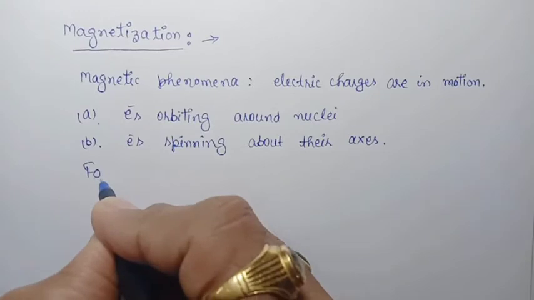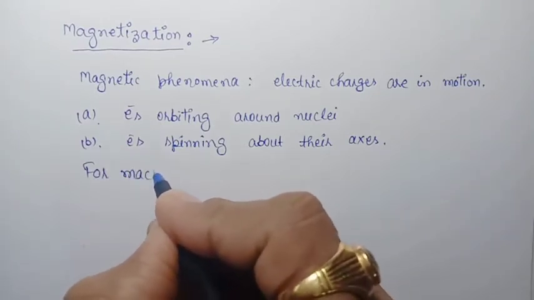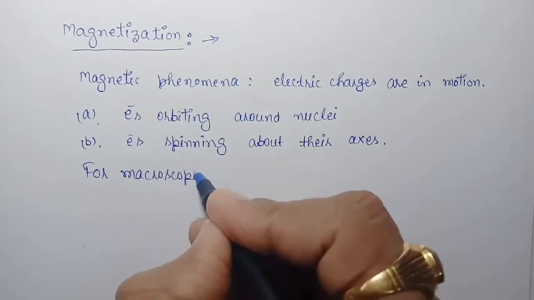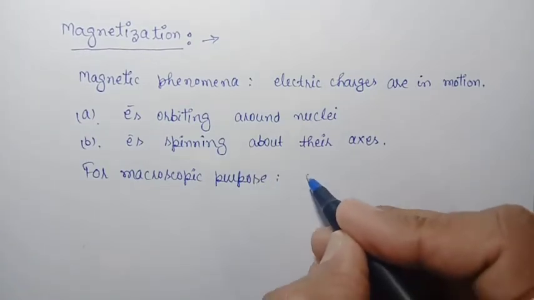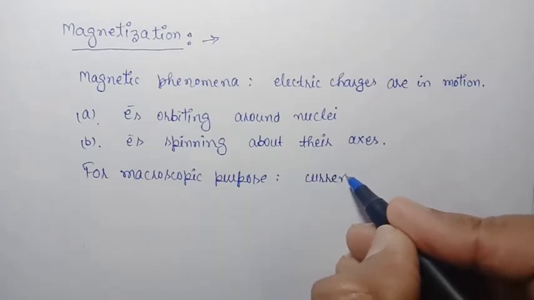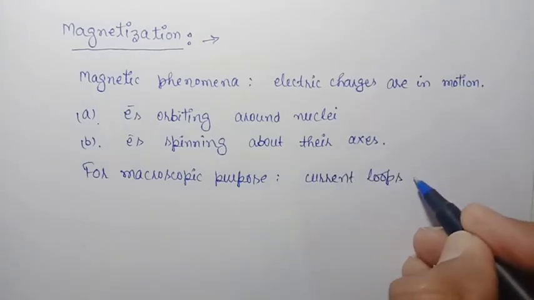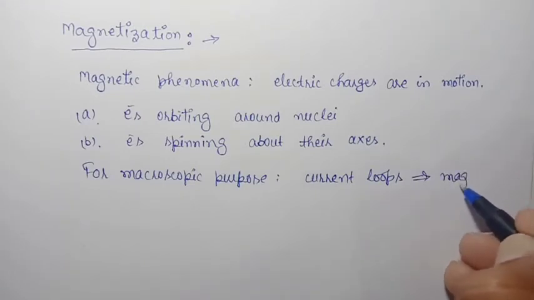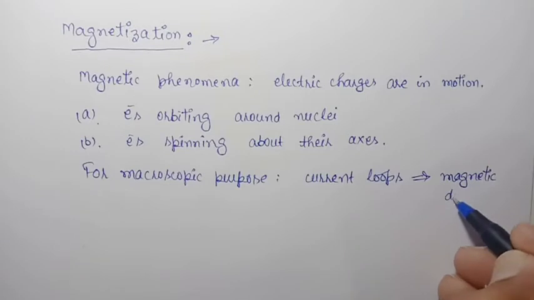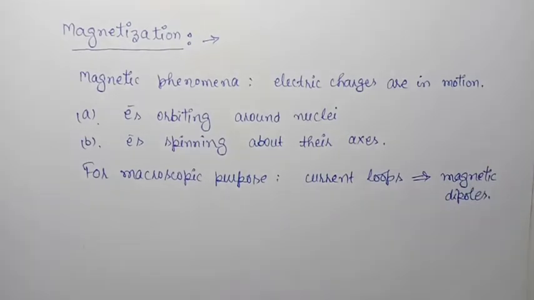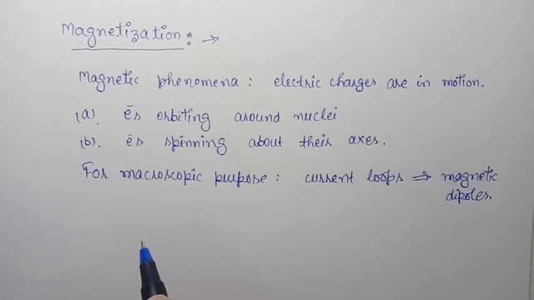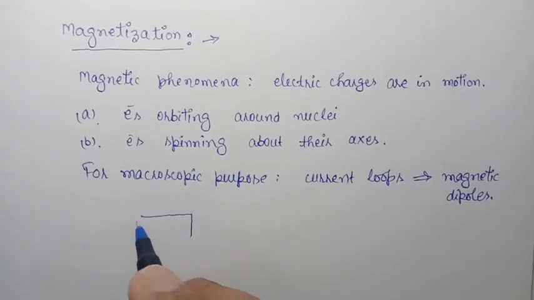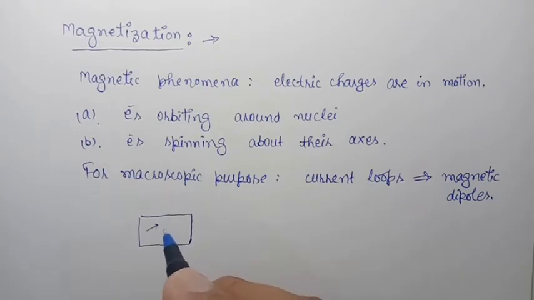Now here, for macroscopic purpose, these current loops we can treat as magnetic dipoles. Okay, now here if we have a piece of magnetic material, then these dipoles are randomly oriented.